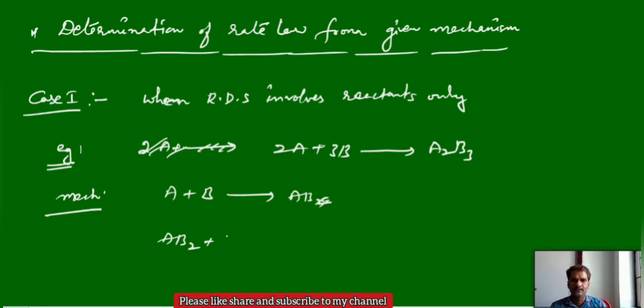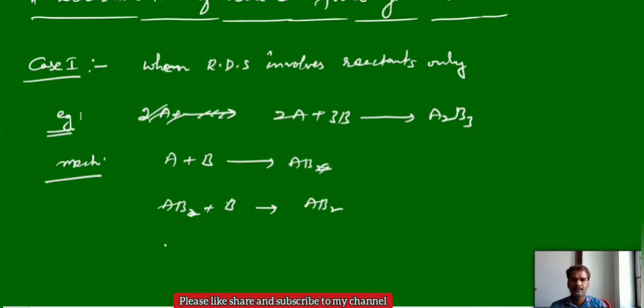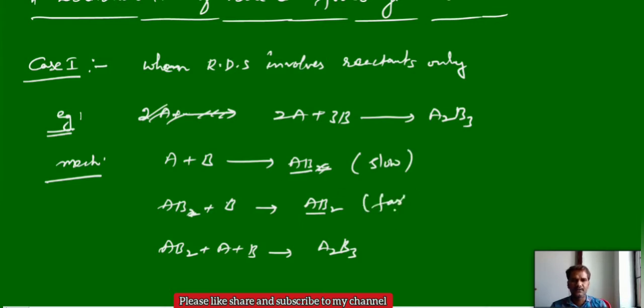again can react with B, and we get AB2, and this AB2 further can react with A and B to give A2B3. This is the final product. So now here AB is formed, AB2 is formed, and what are AB and AB2? These two are the intermediates. Out of these three steps, let us assume the first step is the slow step, and the second and third are the fast steps.